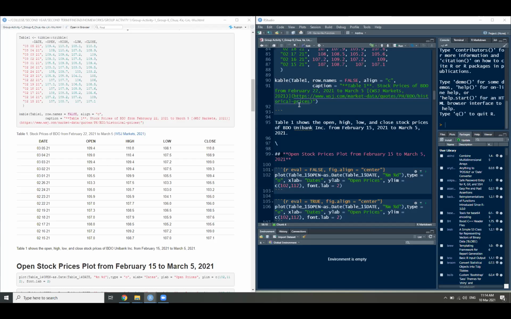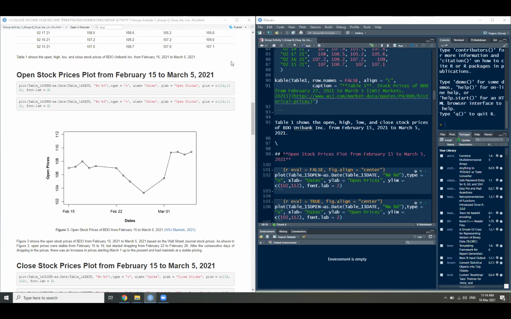Then for next, open prices, si Wendy na. Wendy? Scroll down yung sa left. Wait lang. Yung HTML. Okay, sorry.